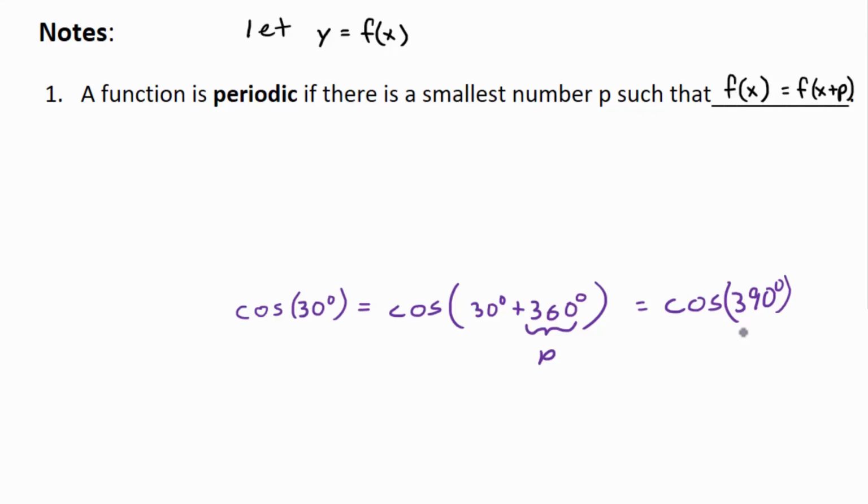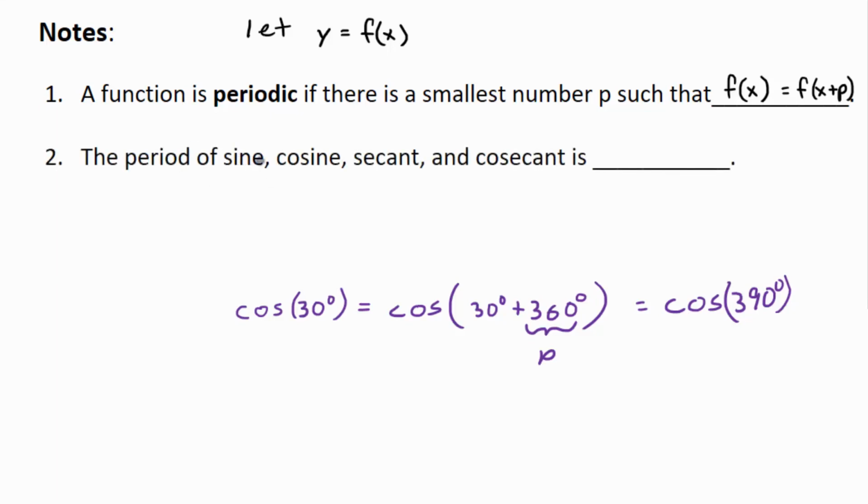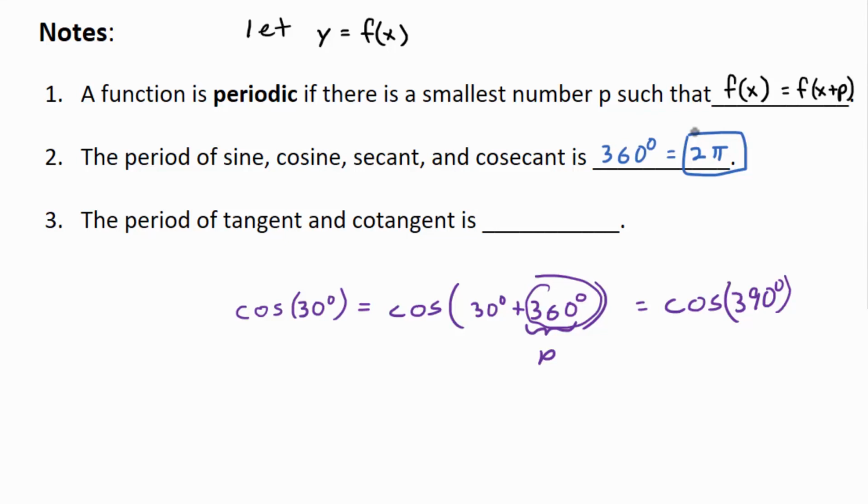The output values repeat. Turns out that the period of sine, cosine, secant, and cosecant, what do you think it is? We kind of just gave it away. It's going to be 360 degrees, or what we're going to focus on more here, radians, so 2 pi. Turns out the period of the tangent and cotangent is exactly half of that. It's 180 degrees or pi.